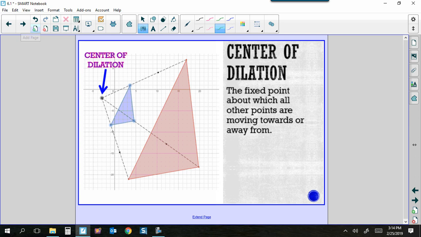When you were in grade school, you probably did scale drawings of things. A scale drawing is similar to what we're doing, but a scale drawing isn't from a central point, whereas a dilation is moving in towards or away from a point. So you can see in my example here that my blue triangle is closer to that center point than the maroon triangle.